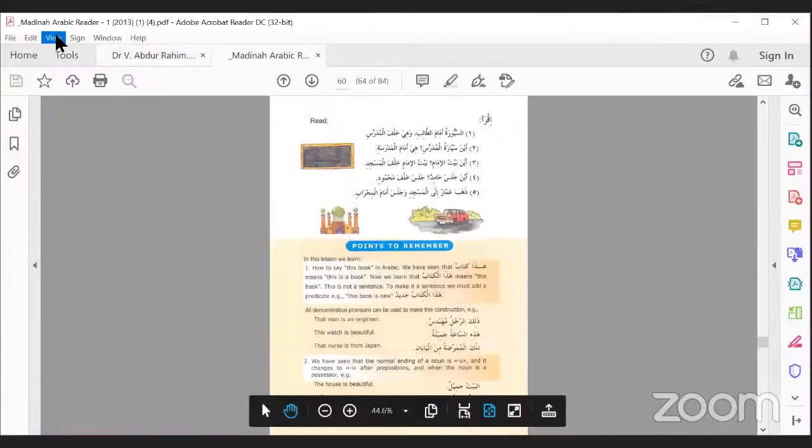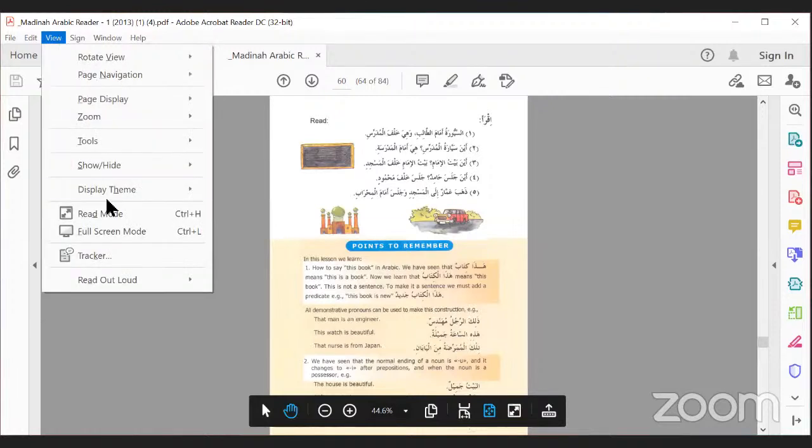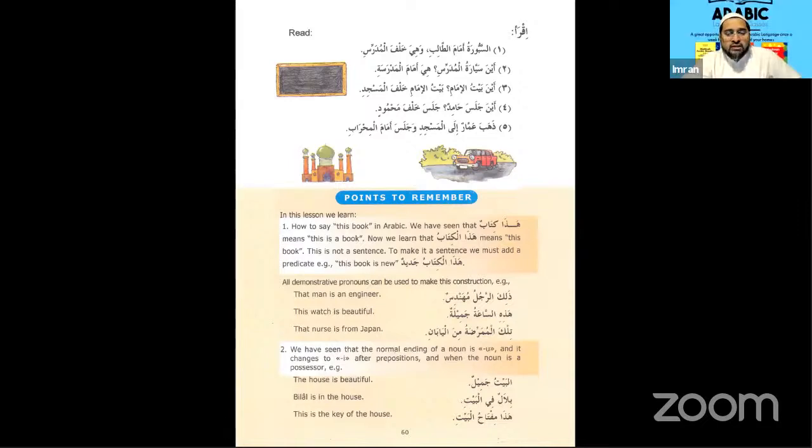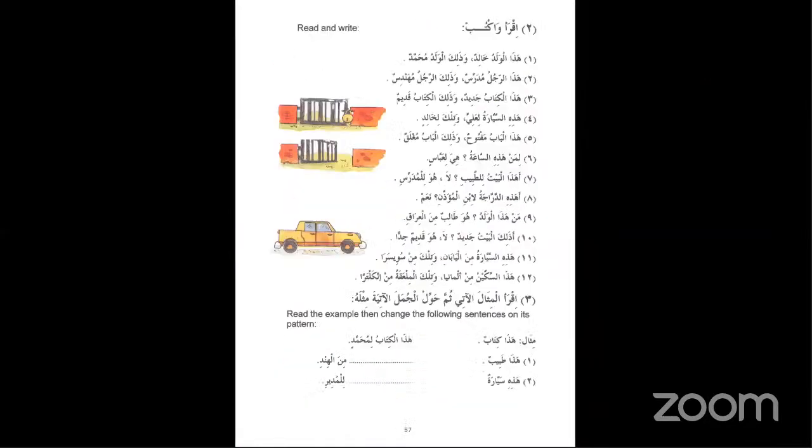Can I just ask something? From what we have learned today, wouldn't the first sentence, dhalika ar-rajulu muhandisun, become dhalika ar-rajulu al-muhandisu, with an alif lam before the muhandis? No, if al-muhandis has alif lam, then it becomes part of the subject. So always the predicate, the khabar, comes indefinite. Oh, always indefinite. Nice.